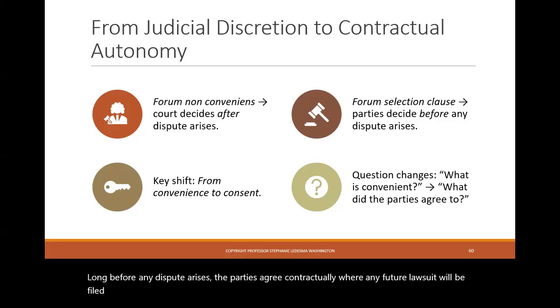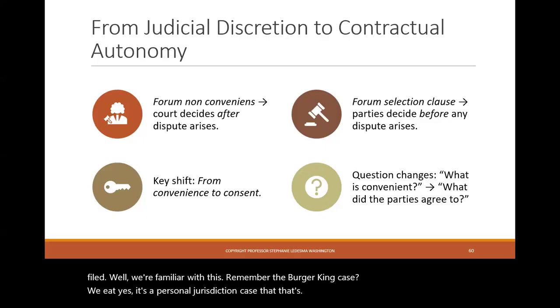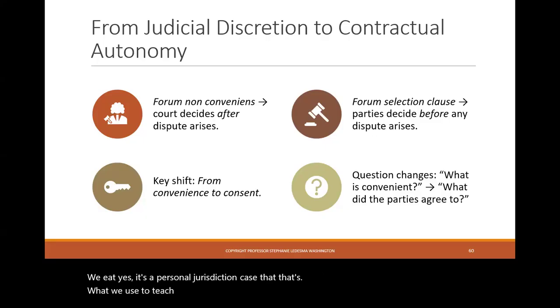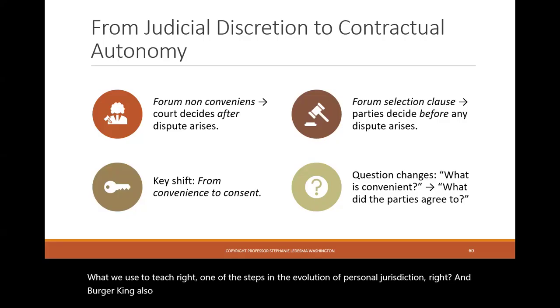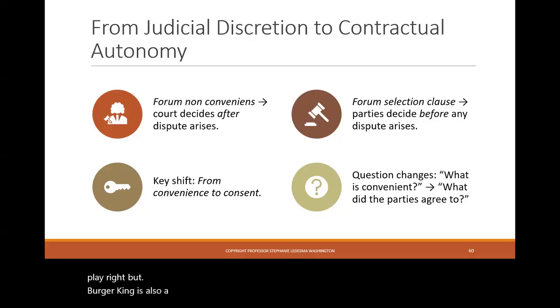Well, we're familiar with this. Remember the Burger King case? Yes, it's a personal jurisdiction case, that's what we use it to teach, right? One of the steps in the evolution of personal jurisdiction, right? And Burger King also birthed our five factors for traditional notions of substantial justice and fair play, right? But Burger King is also a great example of a forum selection clause, right? Great example of a forum selection clause.